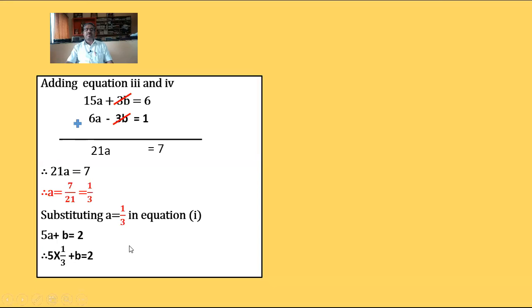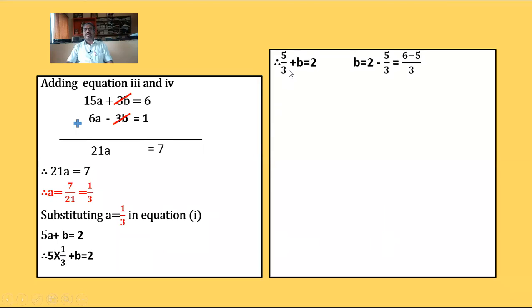Here 5 multiplied by 1 upon 3, then you get 5 upon 3 plus b is equal to 2. 5 upon 3 goes down to the RHS, then you get minus. Therefore, b is equal to 2 minus 5 upon 3. Here 2 upon 1, cross multiplication, 3 times 2 is 6, minus 1 into 5 is 5 upon 3 into 1 is 3. 6 minus 5 upon 3, b is equal to 1 upon 3. Hence, we get a is equal to 1 upon 3 and b is equal to 1 upon 3.